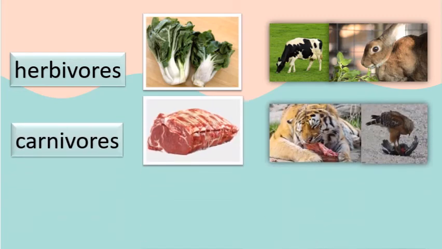Carnivores. These are animals that only eat meat. They don't eat vegetables or plants. For example, a tiger eats a deer. A hawk eats a bird. A snake eats a frog.